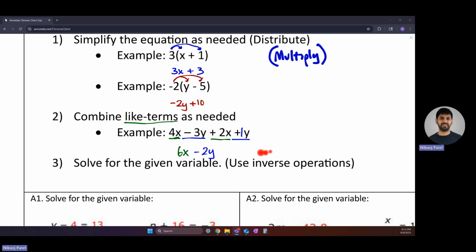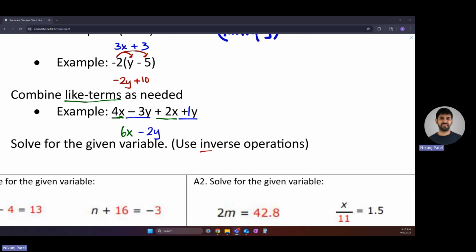You always want to use inverse operations to isolate the variable that you're solving for. And the idea of inverse operations is this idea of undoing an operation. For example, if you are adding, the inverse of that is to subtract. So addition and subtraction are inverses of each other. You might also have multiplication, and the inverse of multiplication is division.